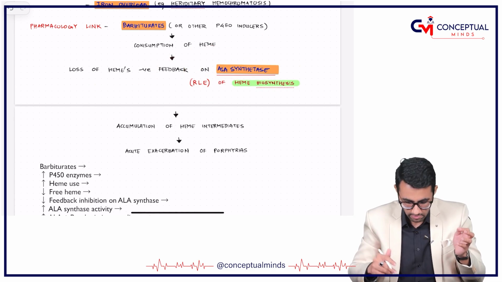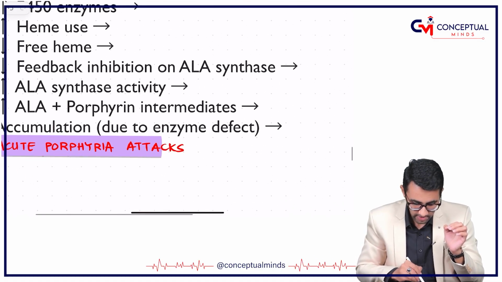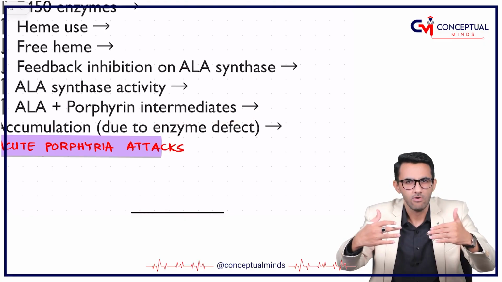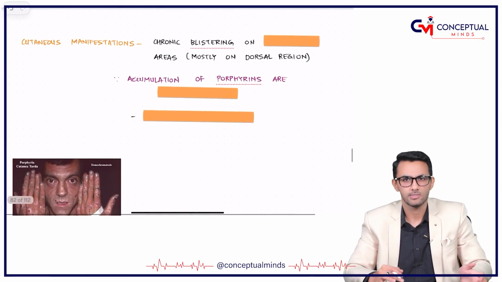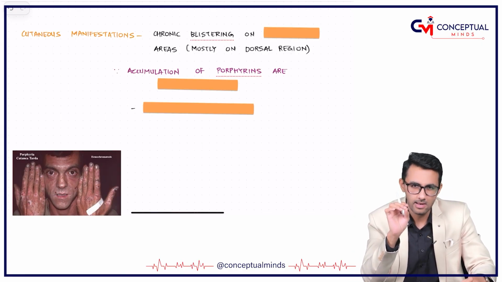If this is stimulated more, then these porphyrin intermediates increase, and then they have all these symptoms. Which symptoms? These. Okay, so I hope I made myself extremely crystal clear and there should be no doubt anywhere.